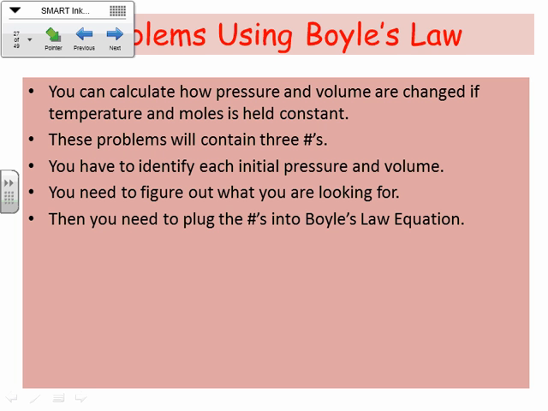But if you know that the temperature and moles are constant, then you can do this calculation, okay? These problems are going to contain 3 numbers. 2 of them might be pressures, the other one might be a volume. Then you're solving for the second volume. Or you might have 2 volumes and a pressure, and then you're solving for the second pressure. Okay, that's kind of how these work.